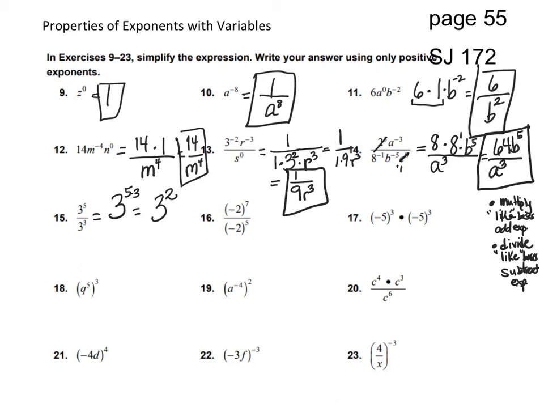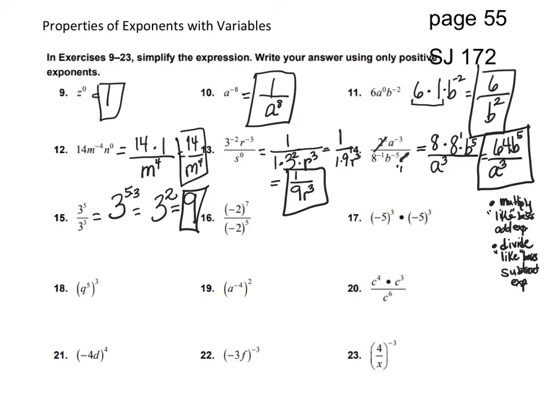Then if you can simplify, if you can evaluate, you should. Can you find a numeric answer for 3 to the 2nd power? Yes, you can. 3 to the 2nd power is 9. That's the answer to number 15. For number 16, I do have the same base. Negative 2 is the base.